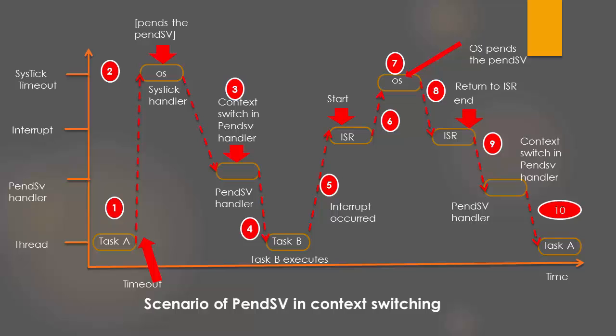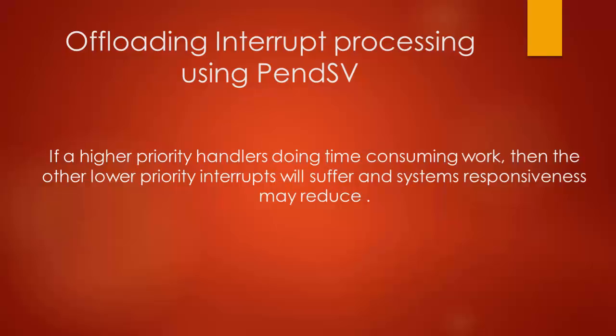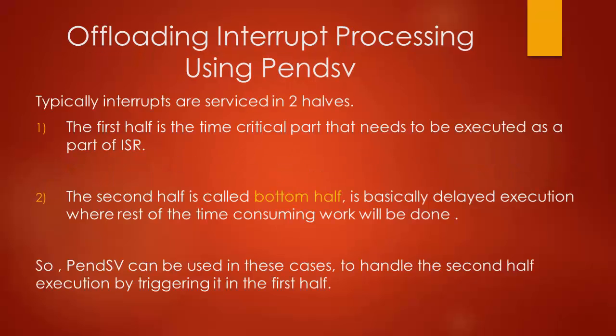Okay, let's move ahead. We can also use PendSV for offloading interrupt processing. As a good design, an ISR must be very short. If higher priority handlers keep the processor busy doing some time consuming work, then the other lower priority interrupts will suffer and you may lose the system responsiveness. So that's why time consuming ISRs are usually divided into two halves.